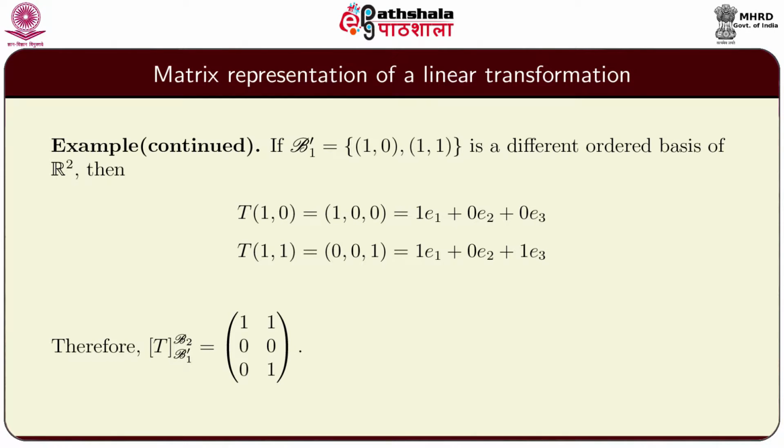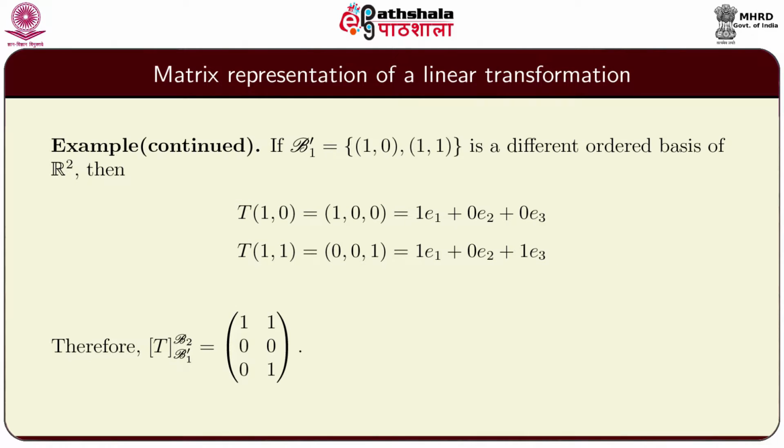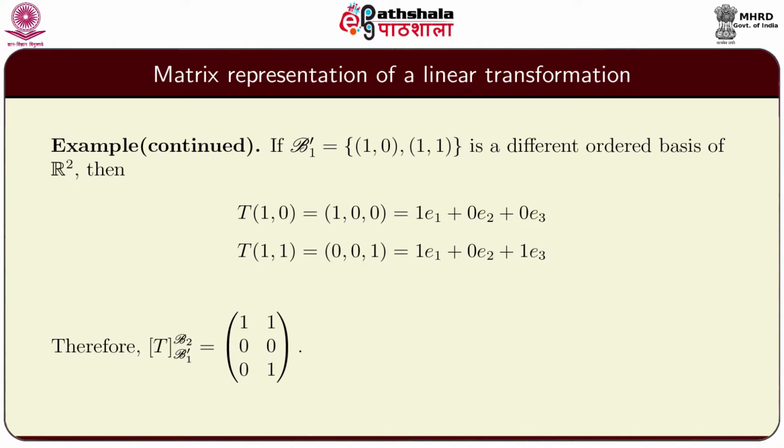Now suppose we change the basis for the domain vector space R2 and consider this ordered basis B1 dash, which is the set containing the vectors (1, 0) and (1, 1). Now with this choice of basis, if we evaluate T of (1, 0) and T of (1, 1), then it turns out that the matrix representation for T with respect to the choice of basis B1 dash and B2 would be the matrix which you see over there with first row 1 1, second row 0 0 and the third row 0 1. Therefore, with the different choice of basis, we do get different matrix representations.